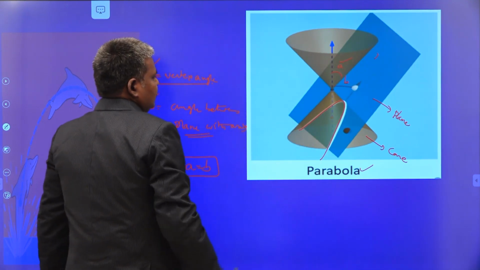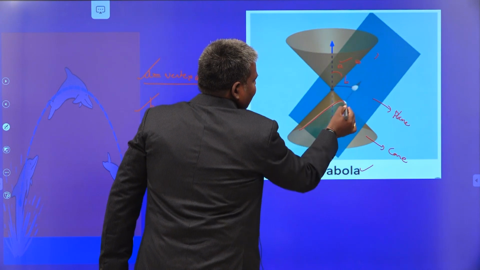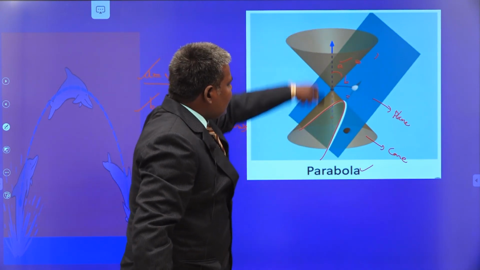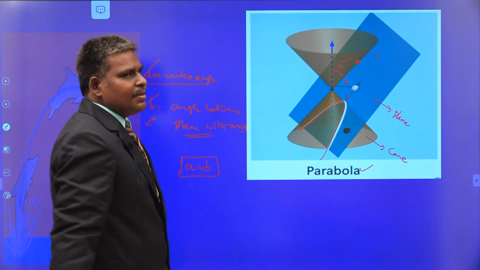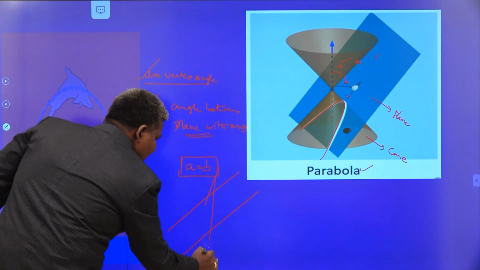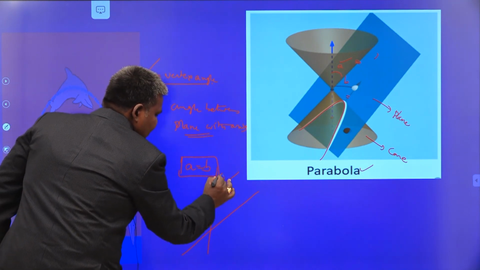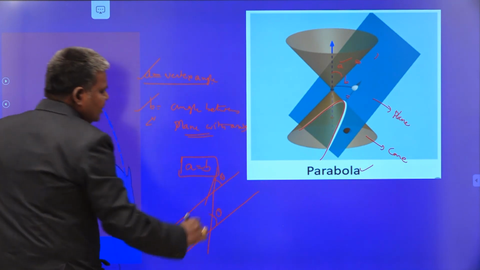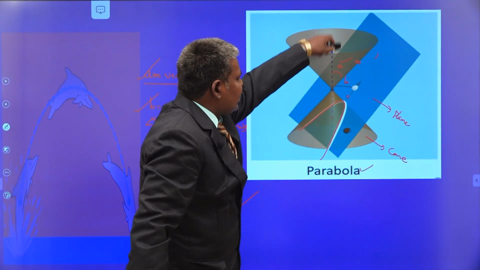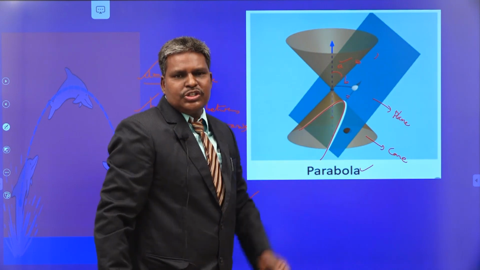Vertex angle. Now, these two lines are parallel from the figure itself. When the lines are parallel, the angle made by this line is automatically the same. Suppose two lines are like this. If this is theta, then automatically this will also be theta. That's why if you draw a line parallel to this generator, immediately A equals B.